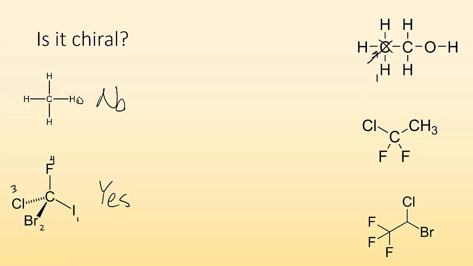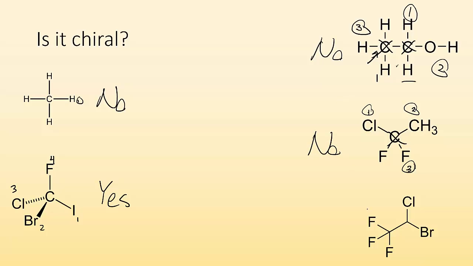So let's take a look at this carbon. This carbon, I got a hydrogen and a hydrogen, so that's only one kind of thing, and then an OH group, that's a second kind of thing, and then a carbon group, which is a third kind of thing. So this one is not chiral either. All right, what about this carbon? Well, I got a chlorine, which is one kind of thing, carbon chain, which is a second kind of thing, and a fluorine, which is a third kind of thing, and another fluorine. So there's only 3 kinds of things, so these ones are not chiral.